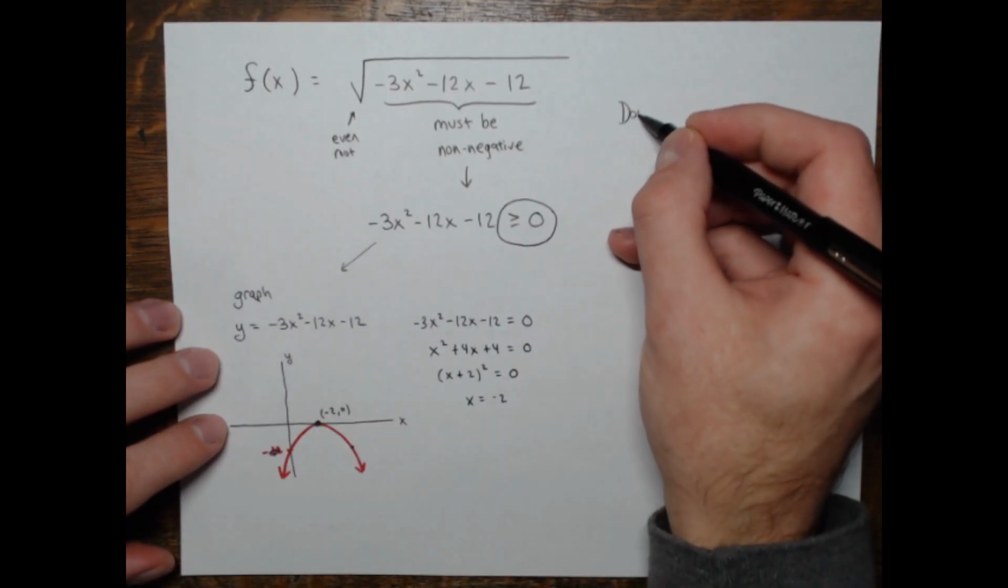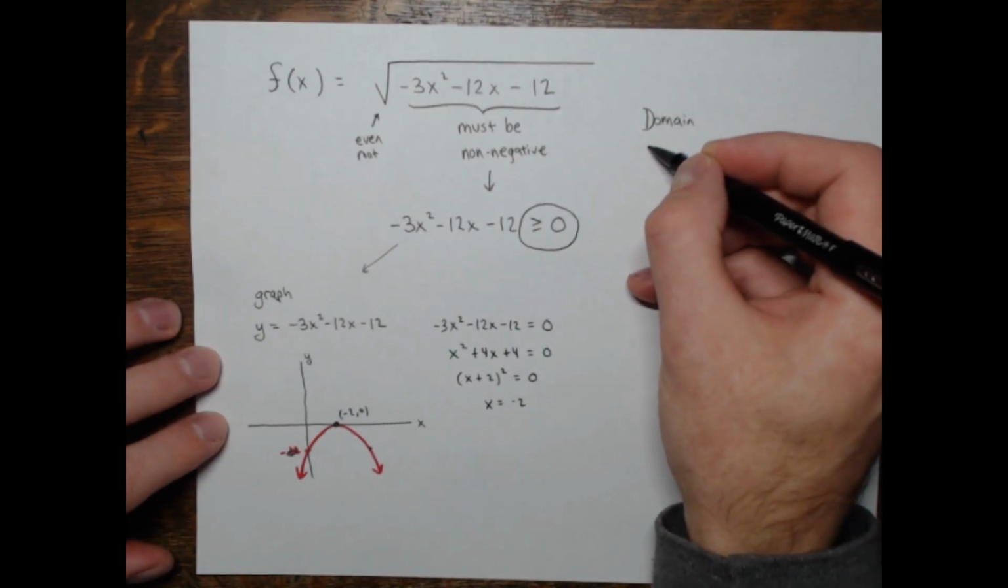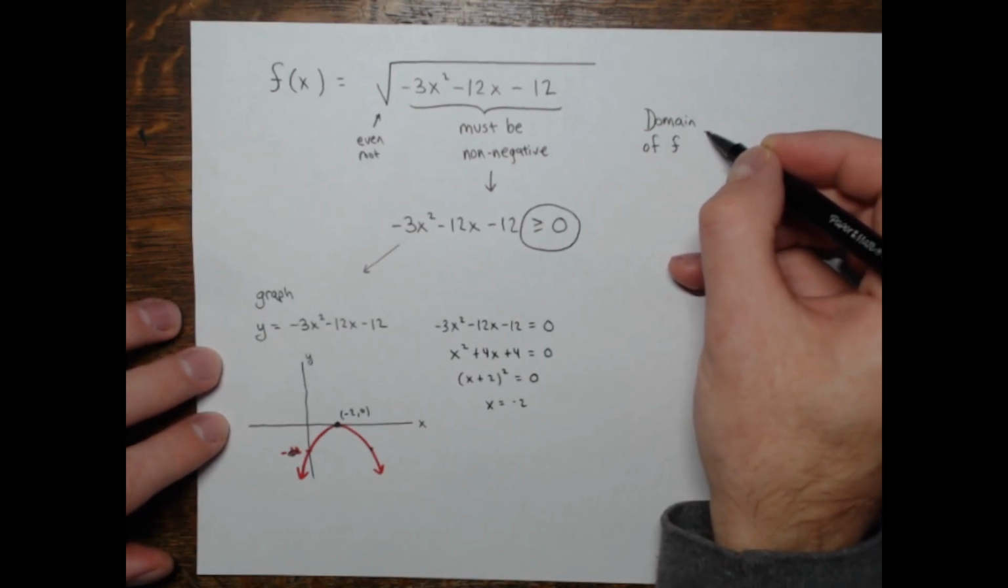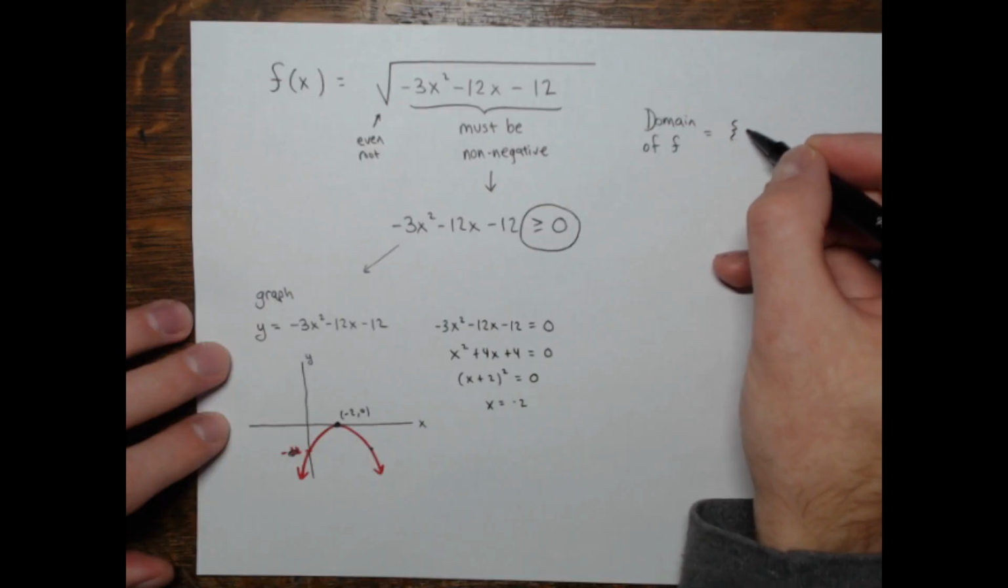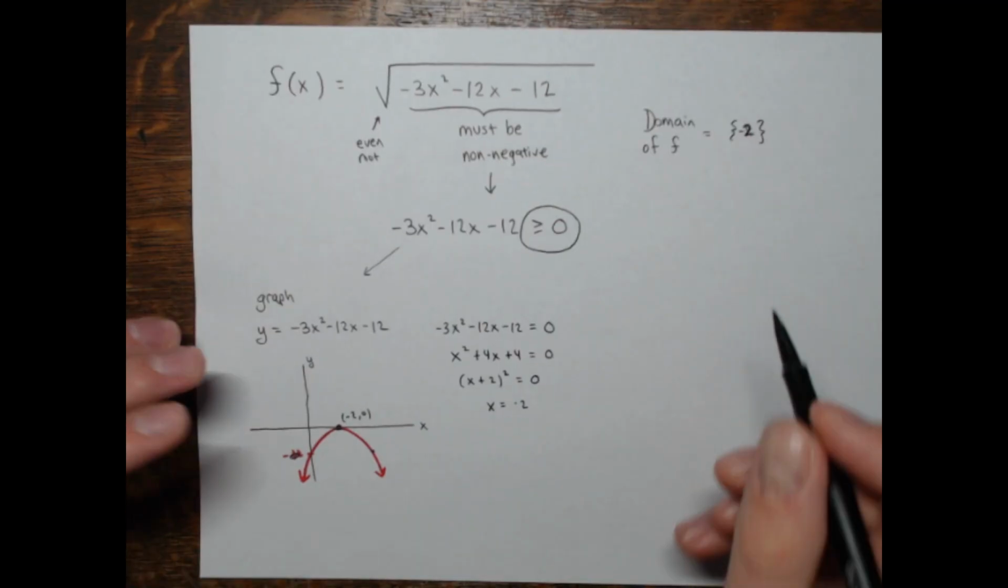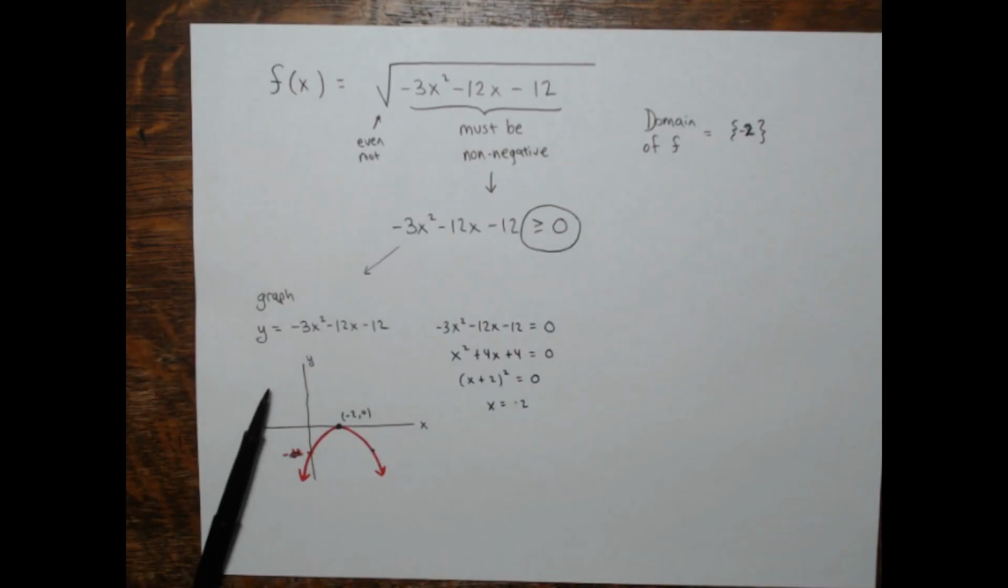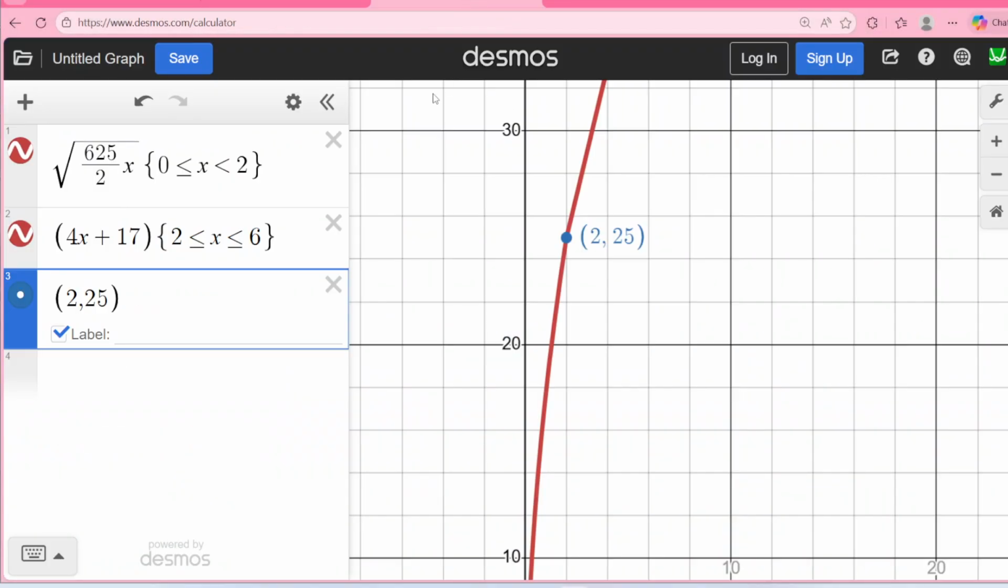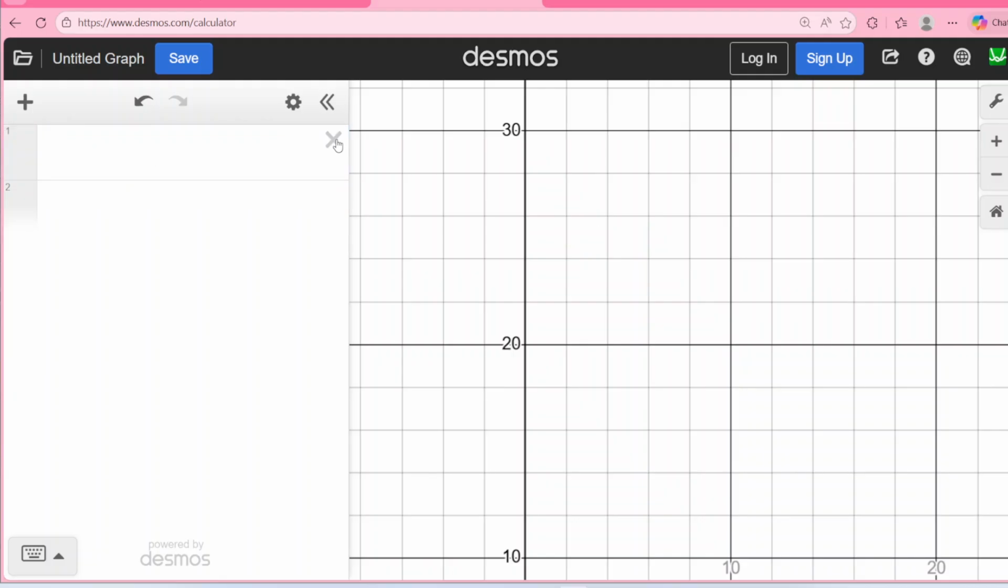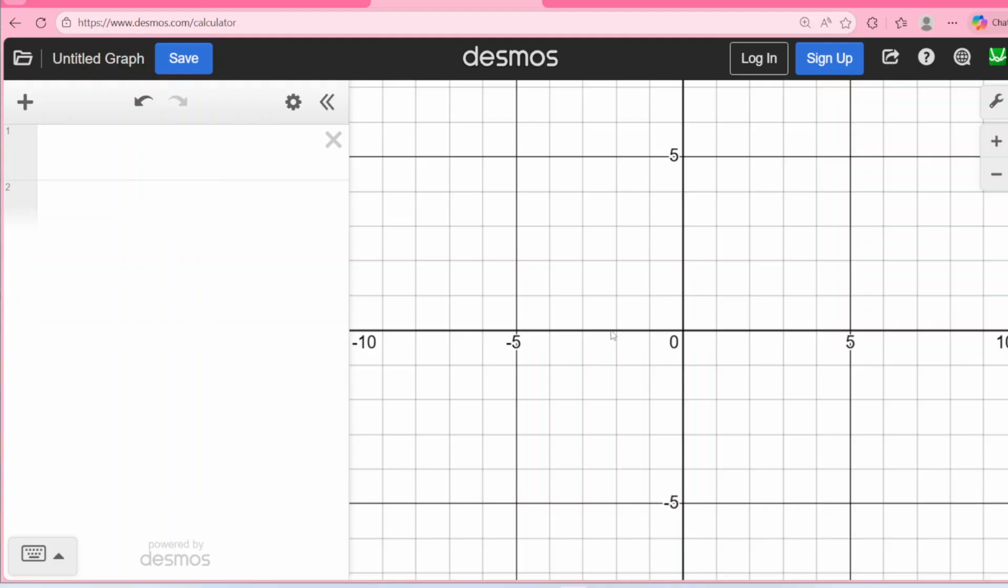So the domain of f is just x equals negative 2. Right? That's it. It's got a single value. And watch. All right, so I'll go to Desmos. I'm gonna go enter this expression, and we're gonna see the only point on this graph will be at negative 2, 0, because you have the square root of 0.